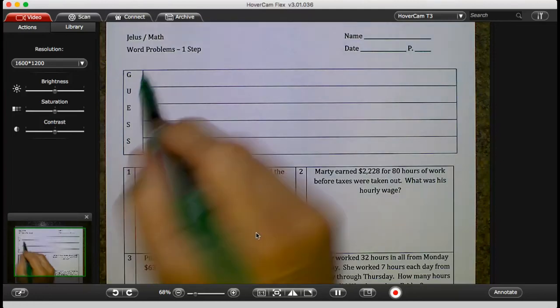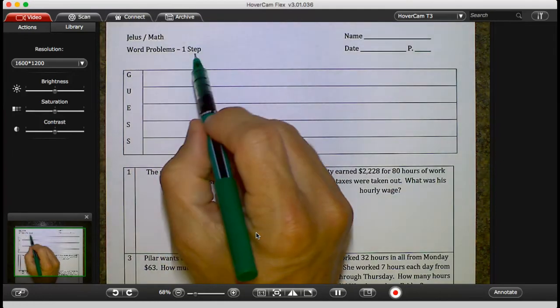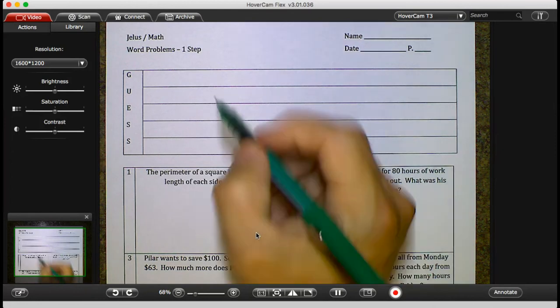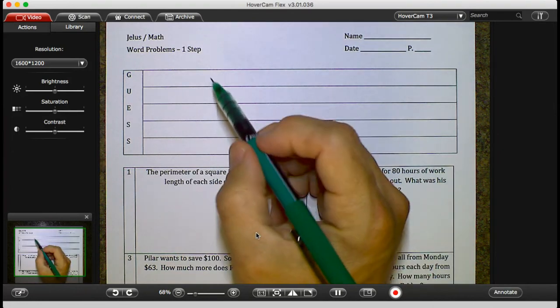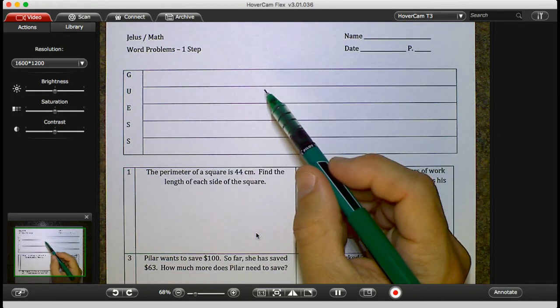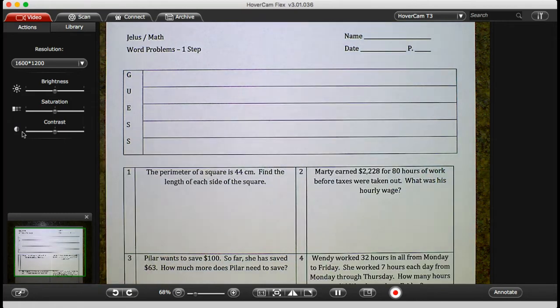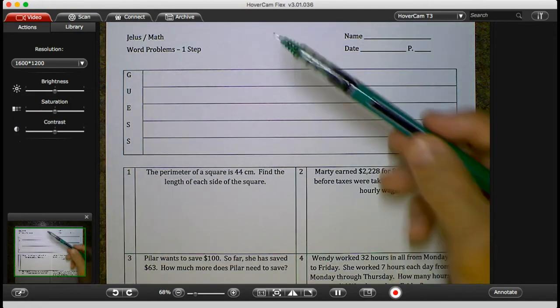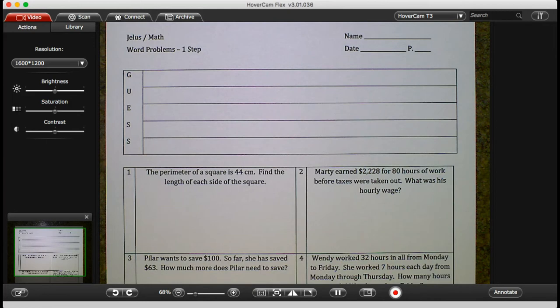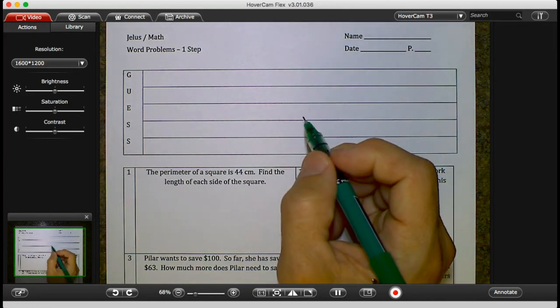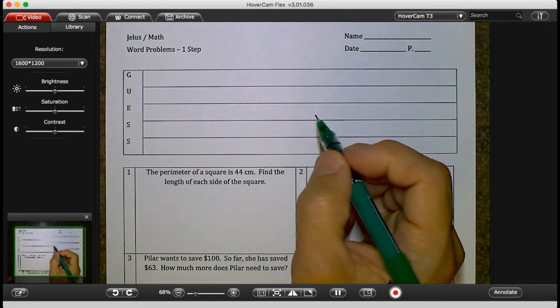Today's lesson is on solving word problems with one steps. One recommendation I do before we start is that as I am explaining, just listen to my explanation. And once I get to a break, maybe at the bottom of each section, pause your computer and then write down the information. So let's get started.